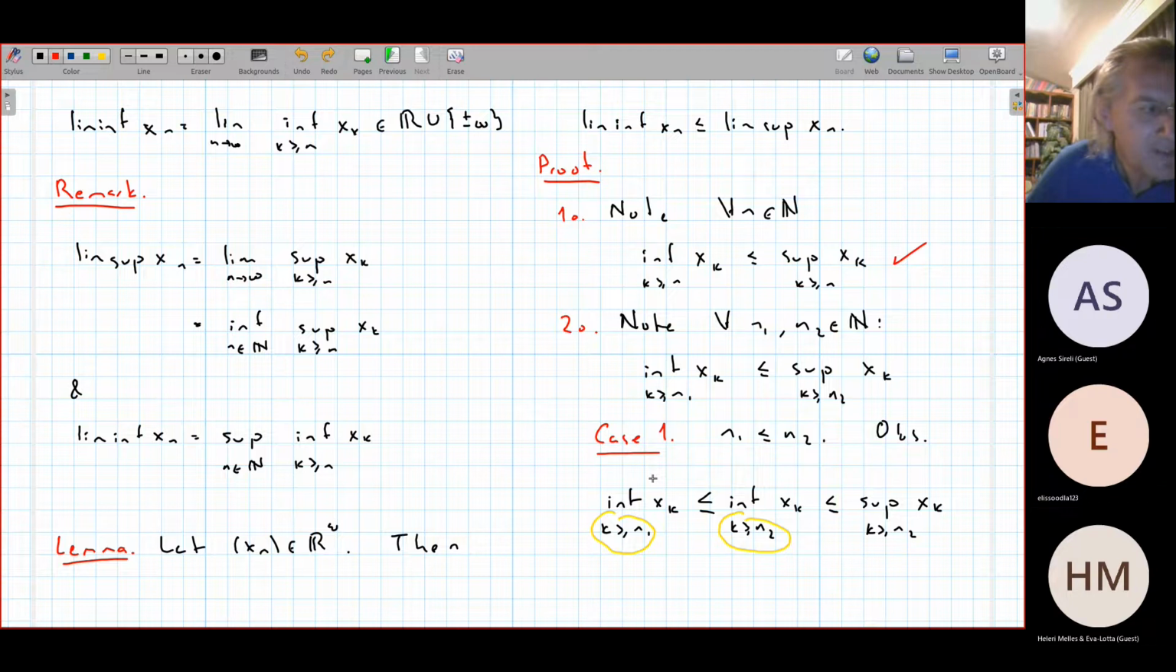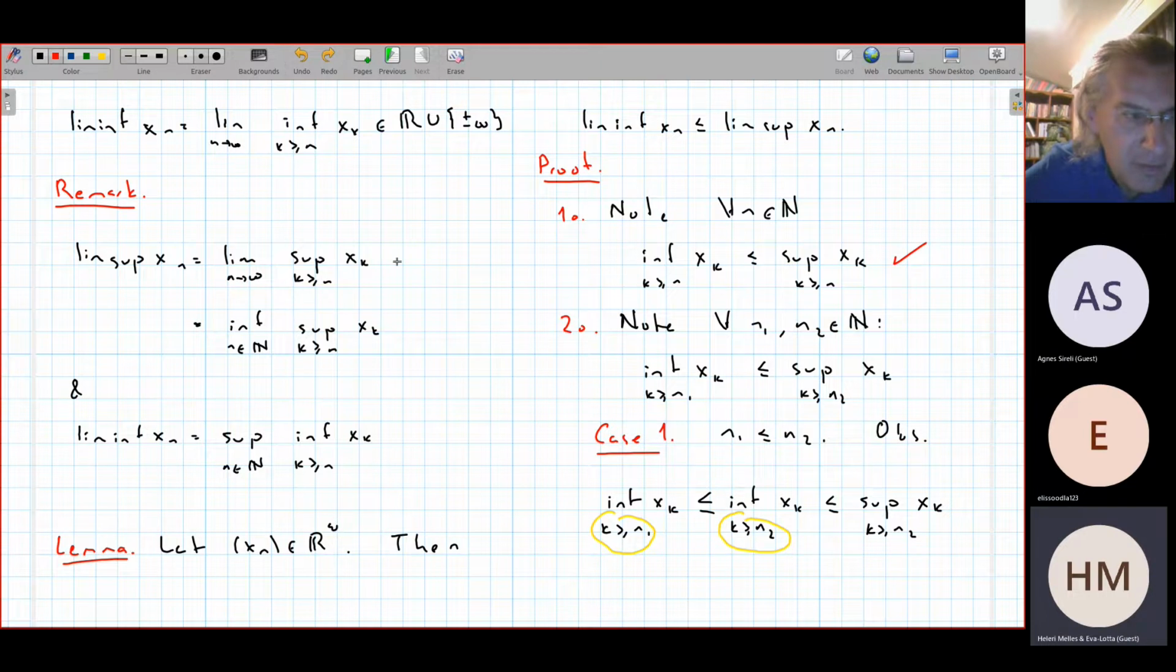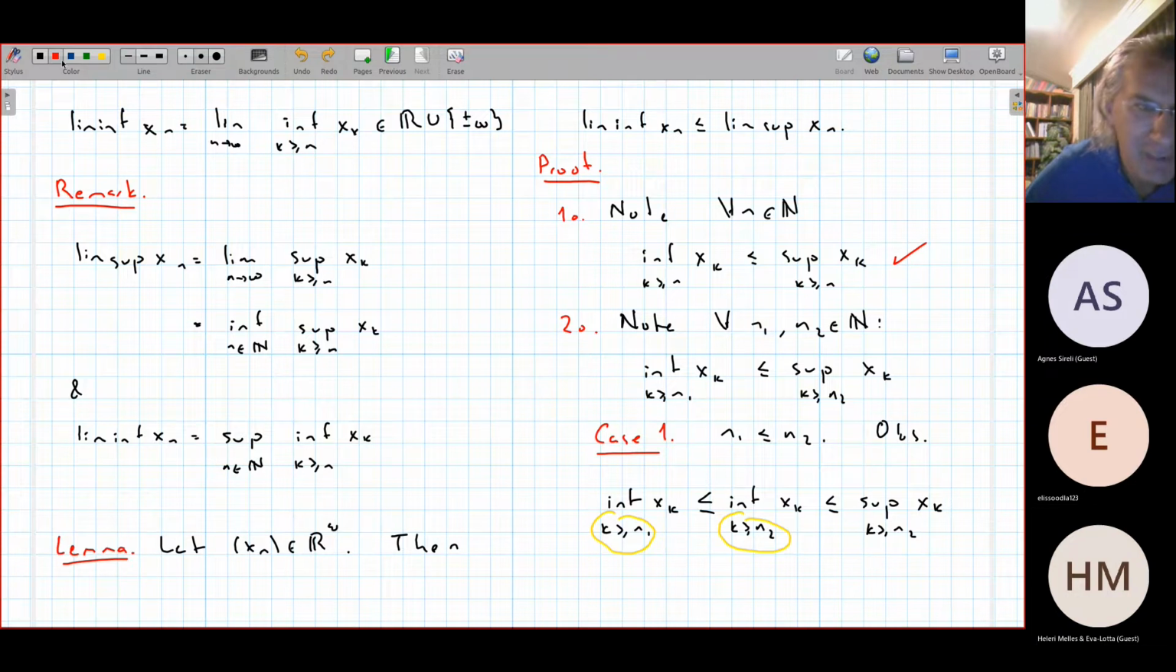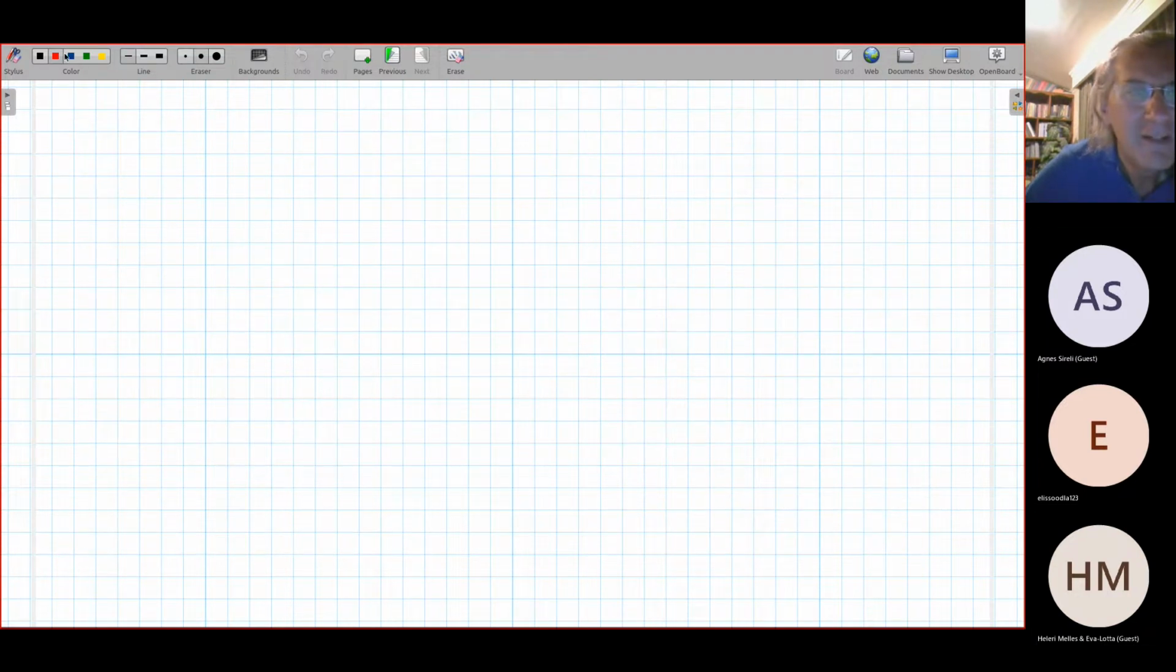You would have to take the second case, but it's similar, and I'm going to mention that on the next page. Okay, so case 2 is similar. This is the case when n1 is greater than n2. And I'm going to skip the proof.